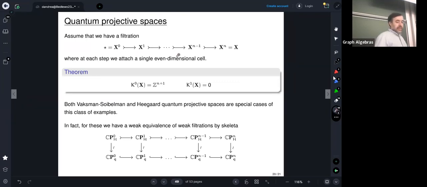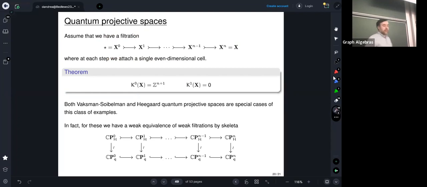So suppose now you have a weak CW structure where X_0 is a point, and at each step you attach only one cell, and even dimensional. Then in this case, you can really explicitly compute the K-theory. You can prove that X_n has K_0 equal to Z to the power n plus one, and K_1 is equal to zero. So it's the same K-theory as complex projective spaces. Both the quantum projective spaces that we saw, the one coming from the Vaksman-Soibelman quantum sphere and the one coming from the Hong-Szymański quantum sphere, are special cases of this class of examples.